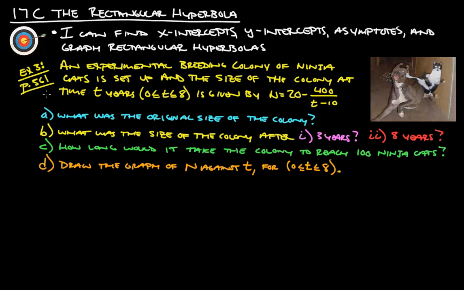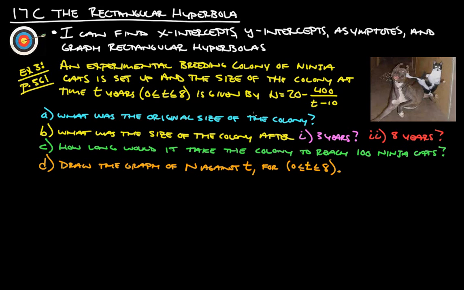All right, this is similar to example 3 from page 561, which has an experimental breeding colony of ninja cats set up, and the size of the colony at time t years is given by n equals 20 minus 400 over t minus 10. So that's just our crazy formula for how many ninja cats there's going to be. And apparently ninja cats don't like dogs. Anyway, this only holds true for the first 8 years, so from 0 to 8 years.